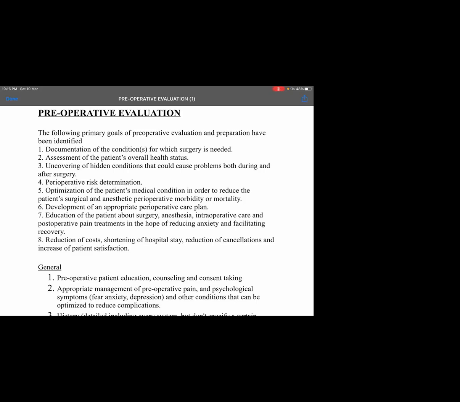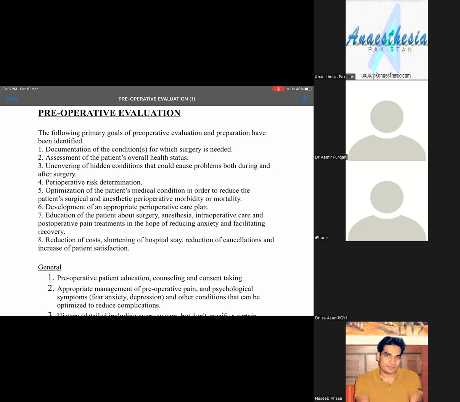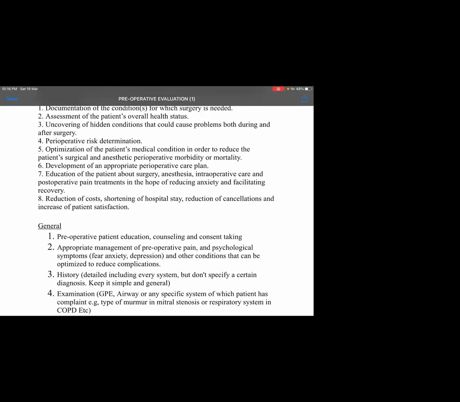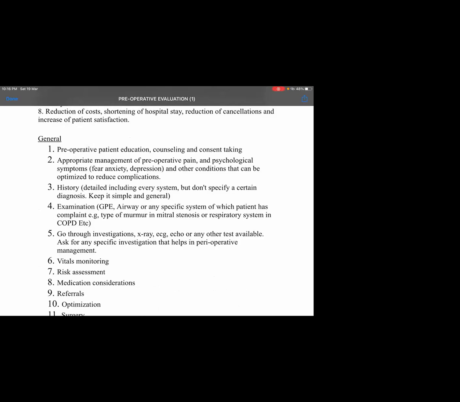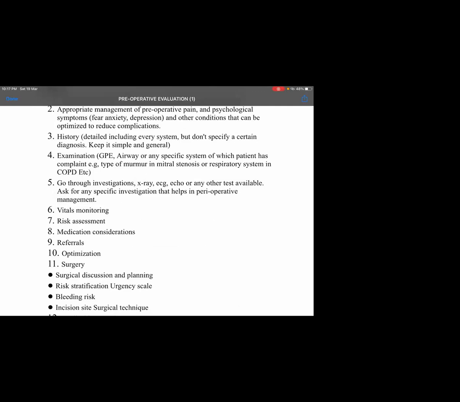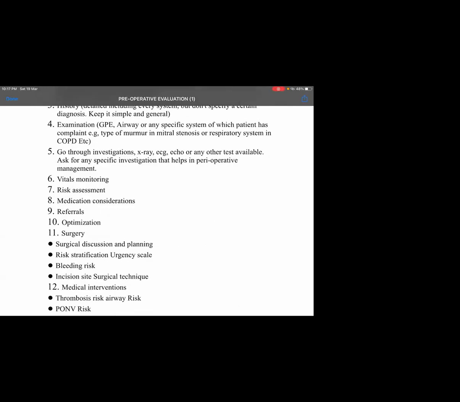Then in general, preoperative patient education, counseling, and consent taking are most important. Then preoperative pain management, and psychological symptoms, fear, anxiety, depression, we have to deal with these. Then an important thing is history, a detailed history of every system and specific to the diagnosis. On examination, general physical examination, airway assessment, and specific systems, especially the cardiorespiratory system, because these are the most important systems in anesthetic concerns. Then for investigations, baseline investigations, including X-ray, ECG, echo, and others according to specific systems.